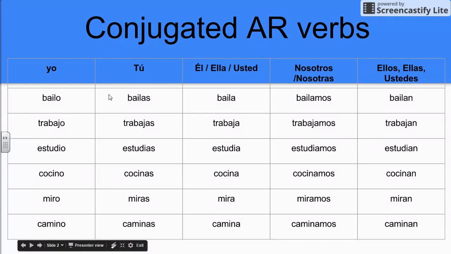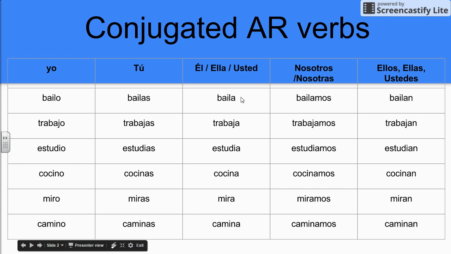Notice that the endings are different in Spanish. The O is always going to go with the yo form, while the AS is always going to go with the tú form. Él y usted baila, trabaja, estudia. It looks just like the tú form, except the S is no longer there. Nosotros and nosotras bailamos, trabajamos, estudiamos. And lastly, ellos, ellas, and ustedes bailan, trabajan, estudian.